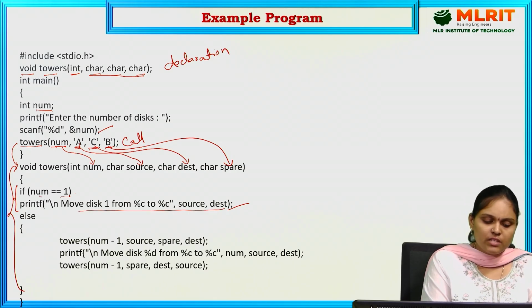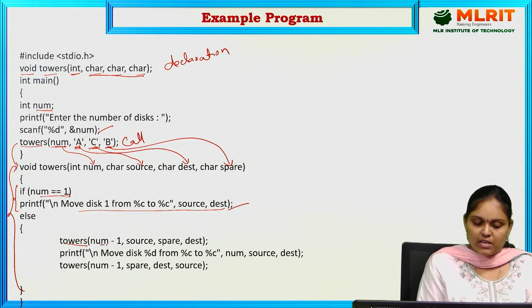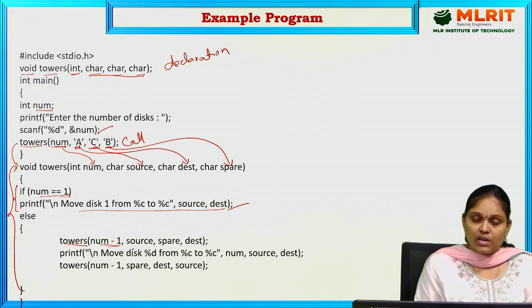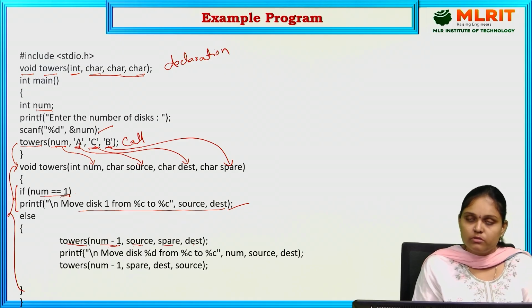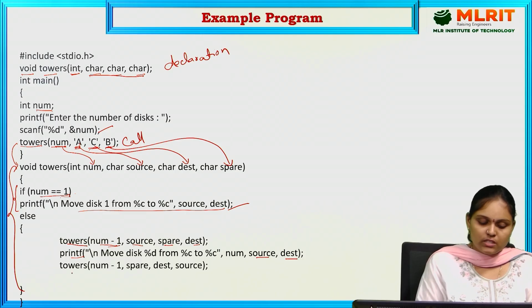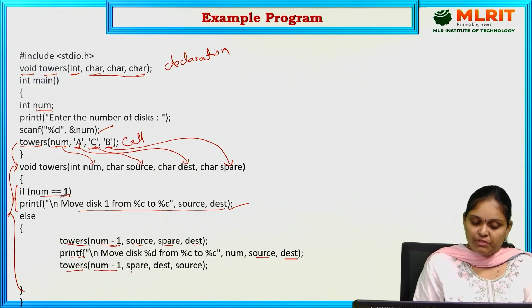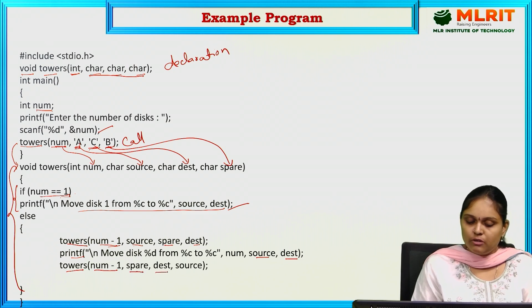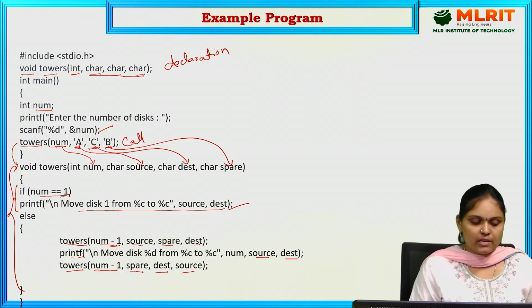And if this condition is false and n is not equal to 1, then we come to the else part. Here we are calling this same towers function with n-1 disks, passing them from source to spare using destination. Next, we print that one disk is moved from source to destination. And then we again call this towers function with n-1 disks, whatever we have in the spare, moving from spare to destination using the source. So these are 3 important points that we need to keep in mind.